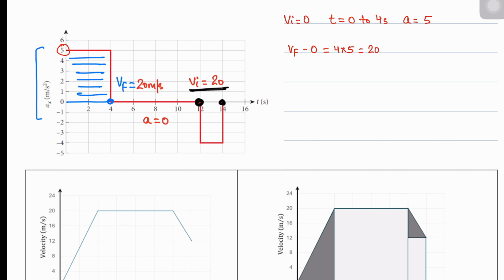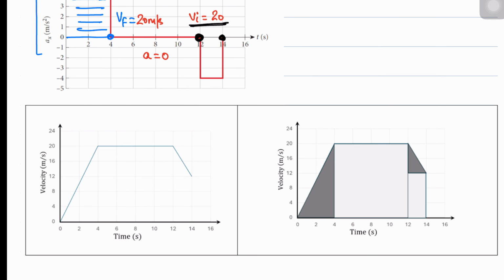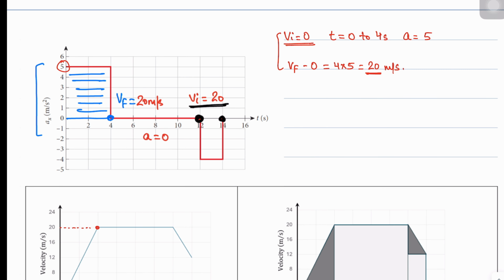So what does it mean? You are starting your graph from 0 to 20 meter per second. Let's say start the graph. You are starting your graph, V initial is equal to 0. Time is your 4 second, and till where you are moving? Till 20. First part is clear? Okay. Now, part 2.